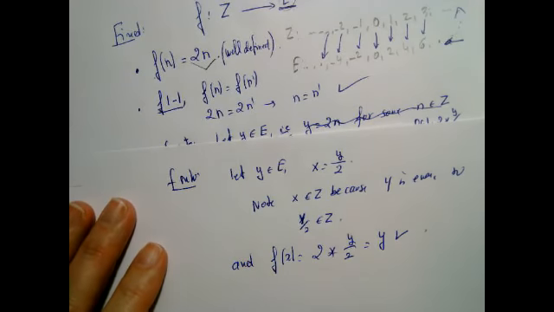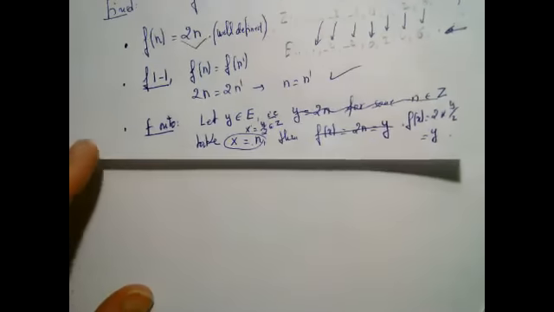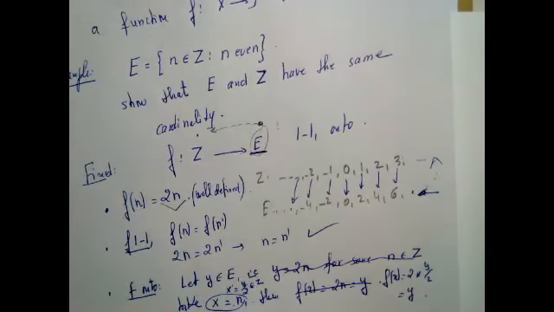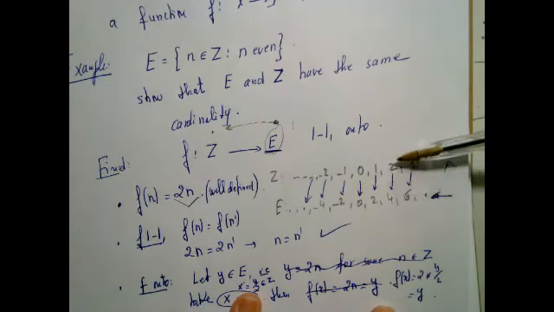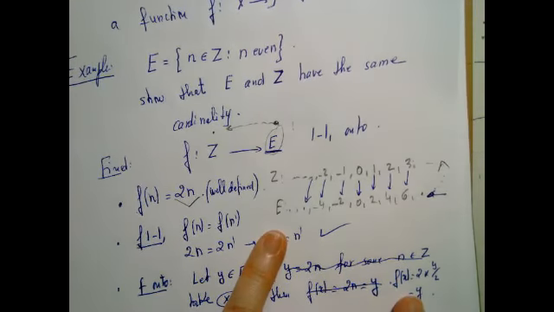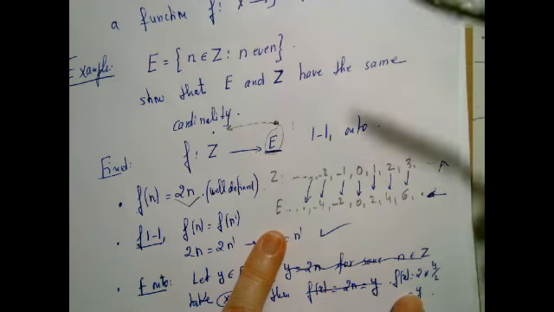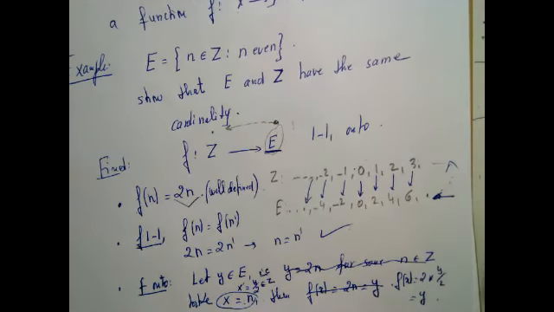So Z and E have the same cardinality, because I was able to find a bijection between Z and E. Even though it seems to us that E has fewer elements than Z because we're missing all those 2s and 4s and so on, they don't have more elements. They actually have the same cardinality because I can build this one-to-one onto correspondence between them.